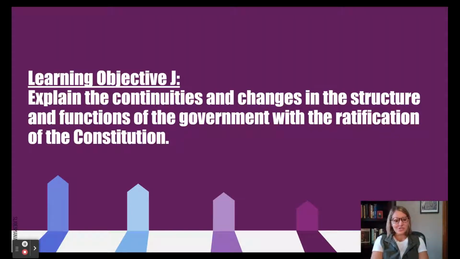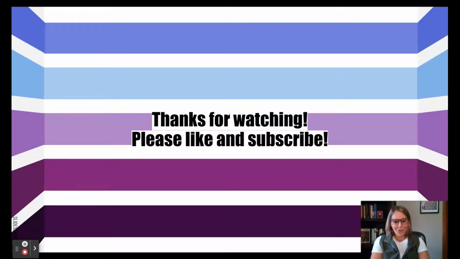So I hope this has shown you some different ways that the Constitution has maintained some of the aspects of the Articles of Confederation while also having some pretty stark changes. So I hope this was helpful for you in better understanding the Constitution.